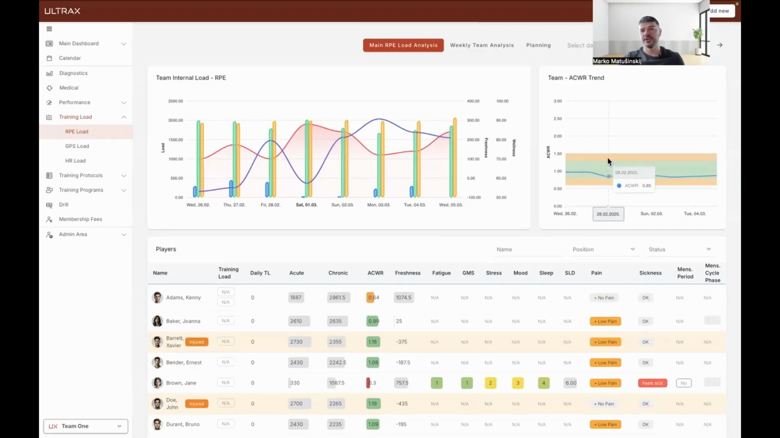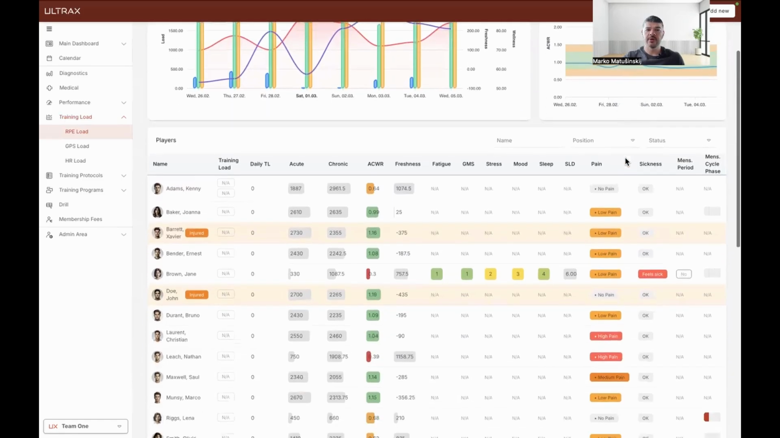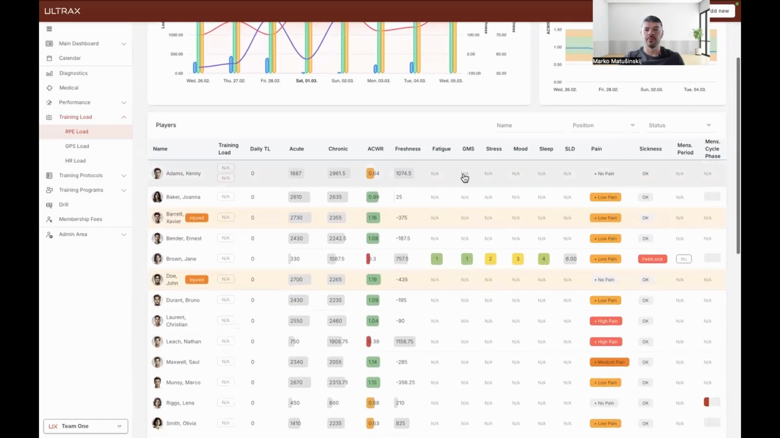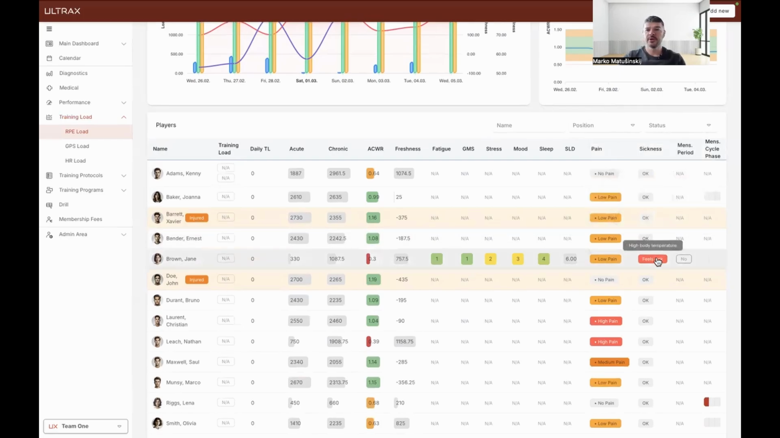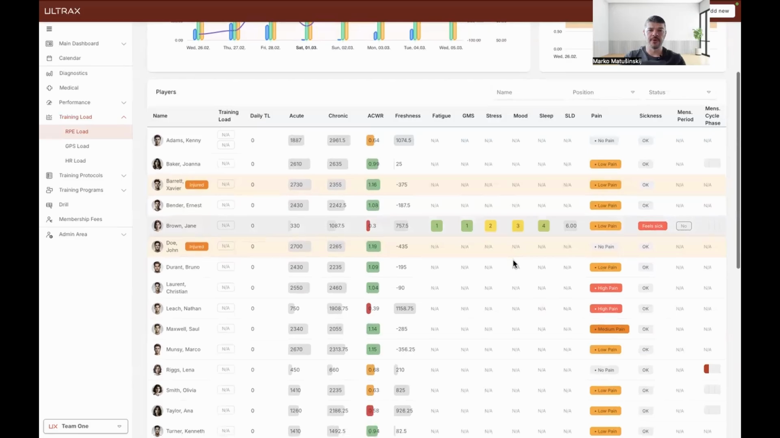Of course, you can see your team's ACWR and trend. So how are you putting the load on the athletes, and are you increasing this intensity or volume parameter, or are you decreasing it? Again, of course, you can see this for all the players listed here, and all the most important variables you can see here. Again, you can see whether the players have any pain problems, feeling sick, or if you are working with a female team, you can check the menstrual period and menstrual cycle phase.